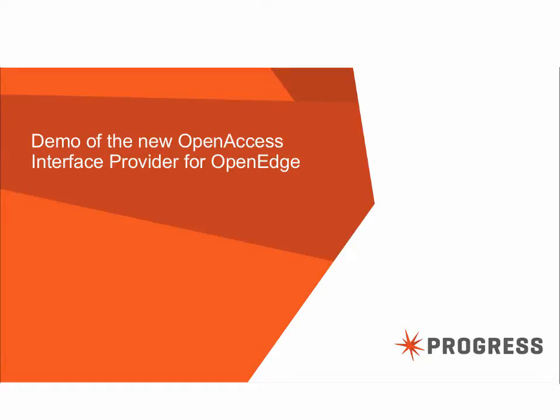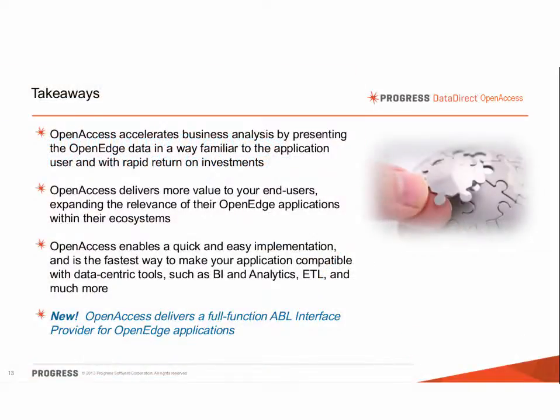Okay, so let me progress just a couple more slides here, and we'll get into some questions. So we've seen how OpenAccess can be used to quickly and easily unlock OpenEdge application data, thanks to Brent. OpenAccess, just a few takeaway messages here. OpenAccess accelerates business analysis by presenting OpenEdge data in a way that's more familiar to the application user, to the business user, and it can be implemented rather quickly, so you can see some quick ROI.